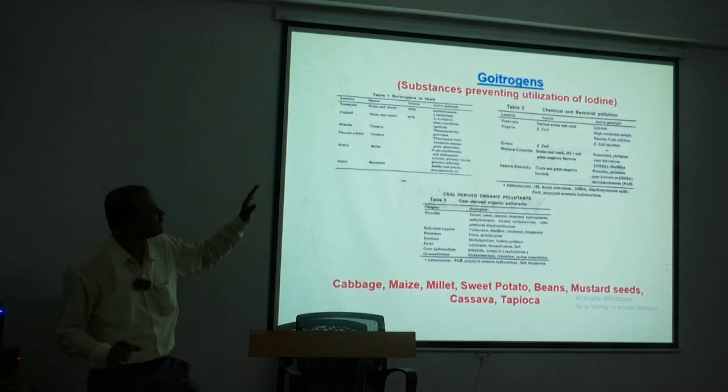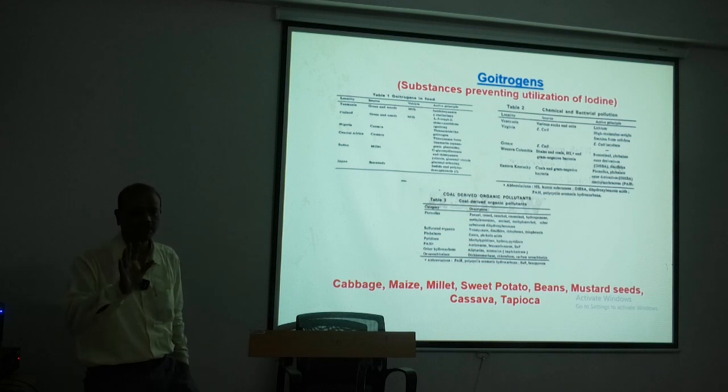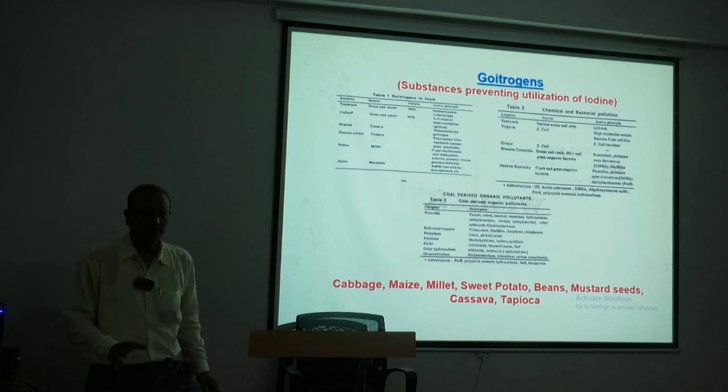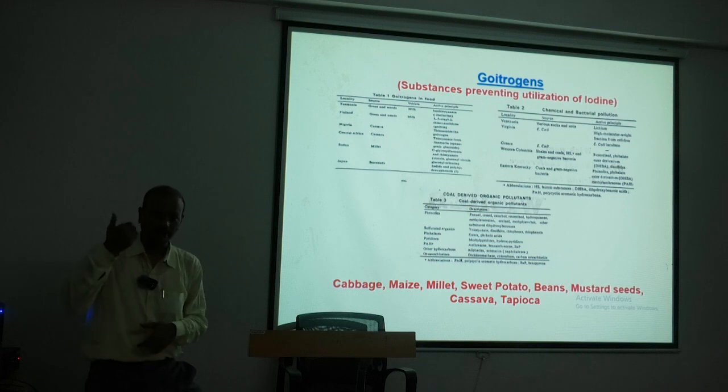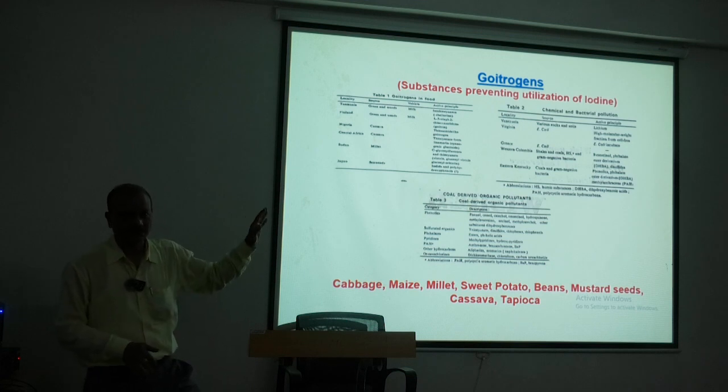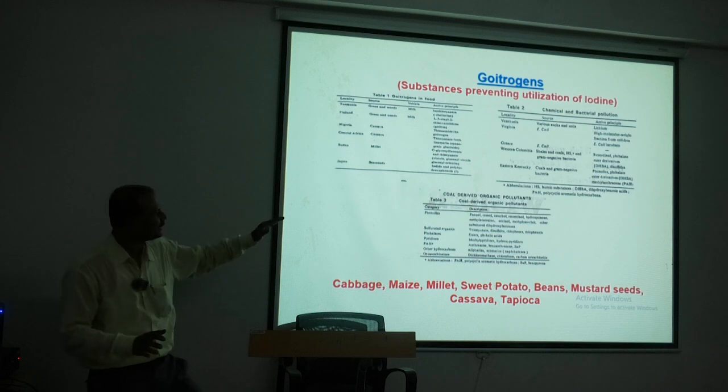See, goitrogens are substances that prevent utilization of iodine. We must know that we are taking iodine in the diet, but that iodine is not getting absorbed properly by the intestine, or maybe by the thyroid tissue. The reasons are many. There are many goitrogens which prevent utilization of iodine. They are present in the water, and they are present in the food.